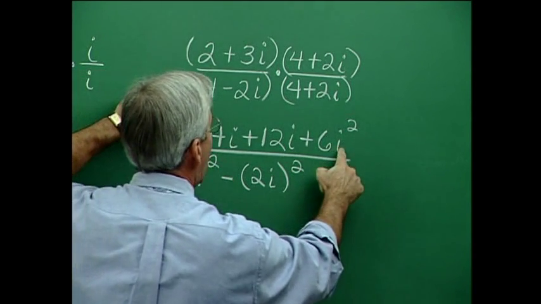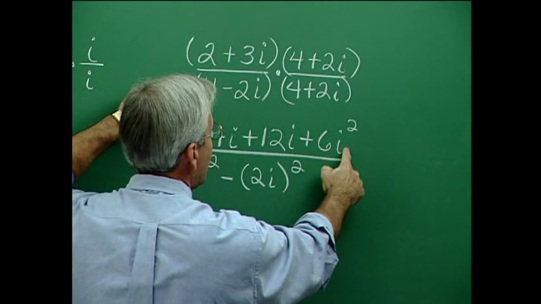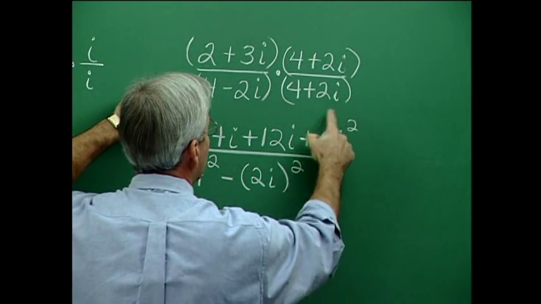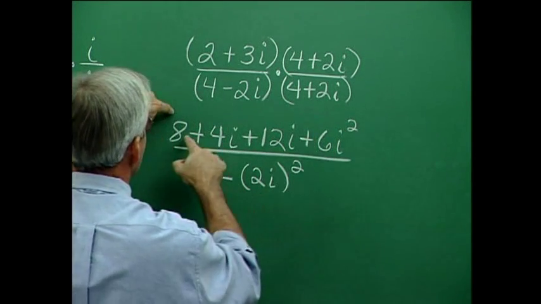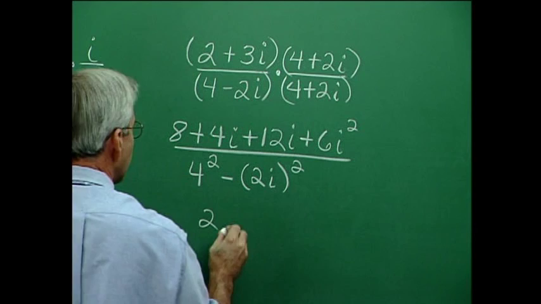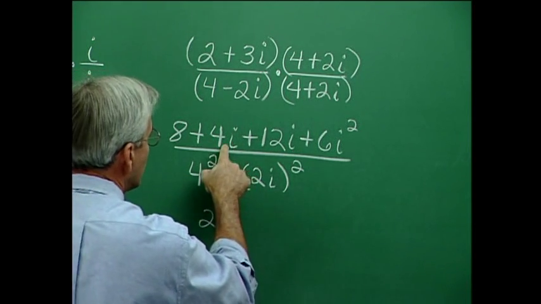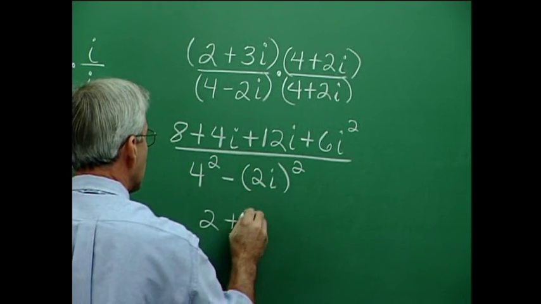Let's see, we have i squared is -1. -1 times 6 is -6. So this is -6 plus 8, which is 2. And then for the i terms, 4i plus 12i, 16i.